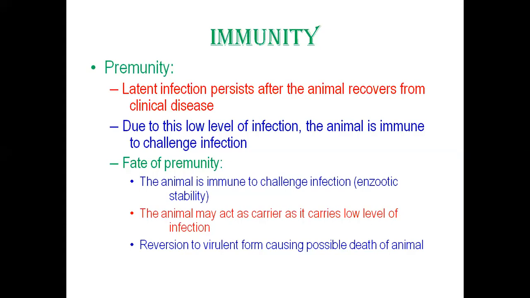But the problem of premunity is that the animal will serve as a source of infection. They have this low level infection, and sometimes this low level of infection forms Parva. Okay. Thank you.